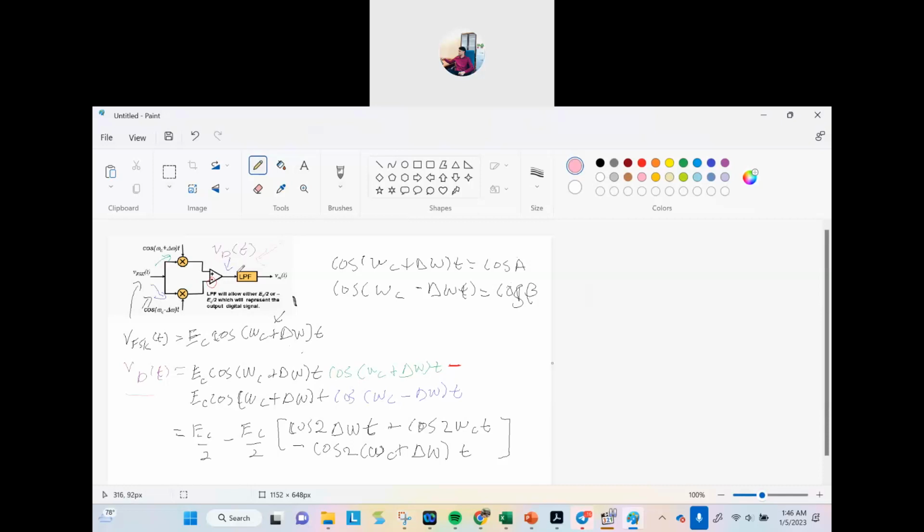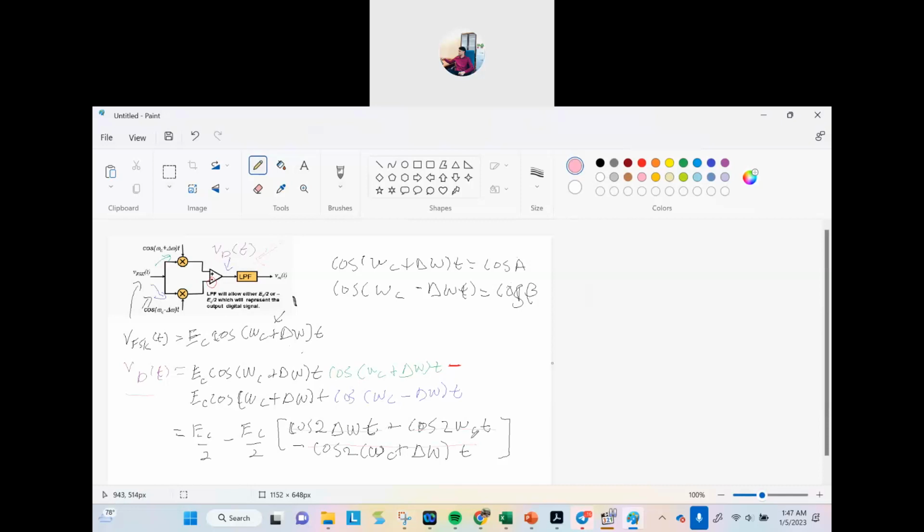Then it will pass through a low pass filter. When it passes through the low pass filter, all of the higher frequency will be removed. So all of this will be removed because it's high frequency.